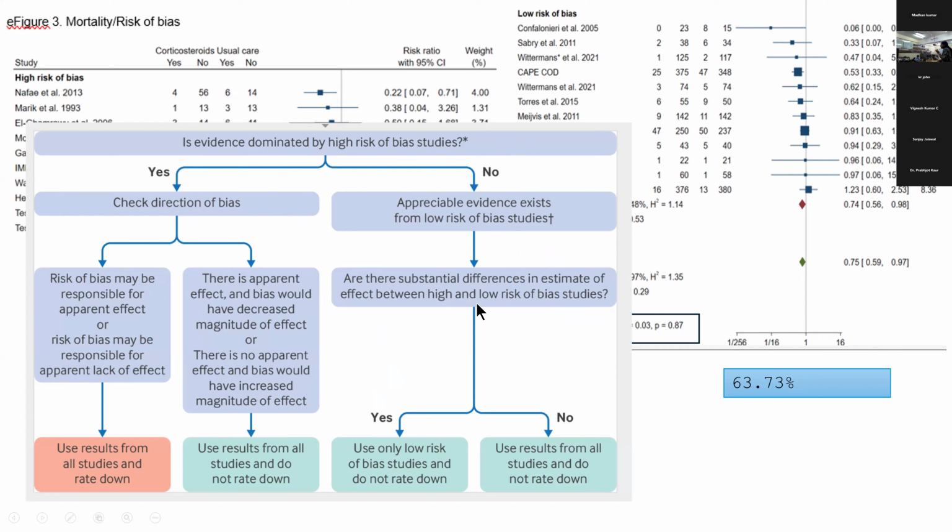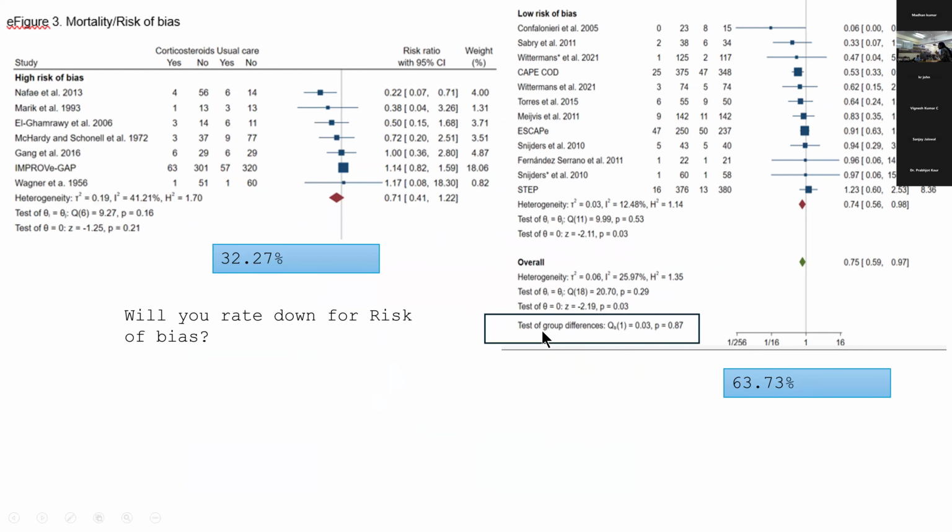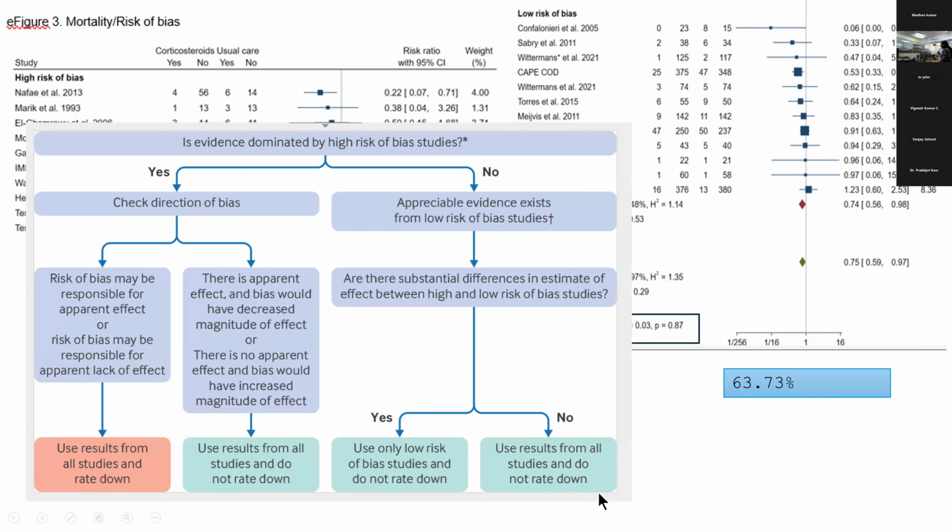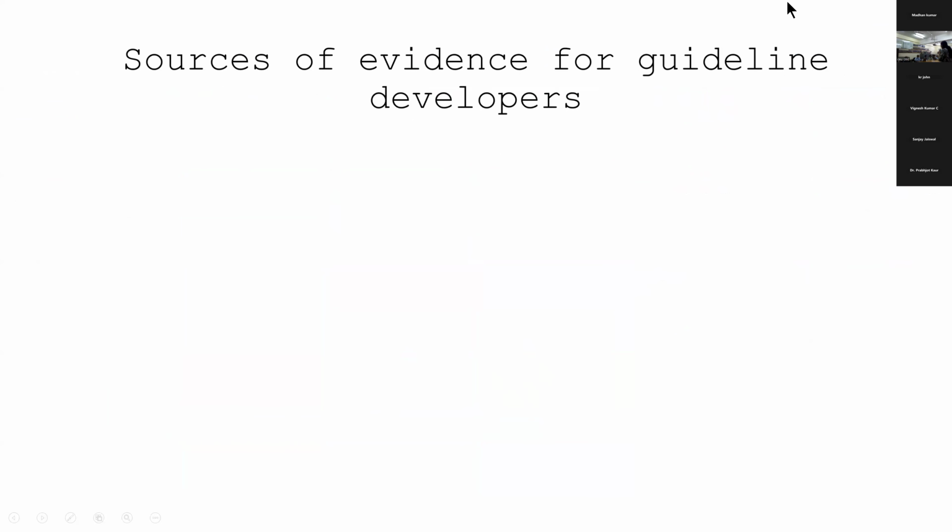Now the next question is, is there any substantial subgroup difference between the high risk and the low risk? If you look at the test for group differences, P is 0.087, which is insignificant. That means there is no difference. So you don't have to rate down for anything. Suppose there was a difference, what I would have done is I would have looked at this particular result and taken this for my study. I hope that answers the question on how to downgrade for risk of bias.